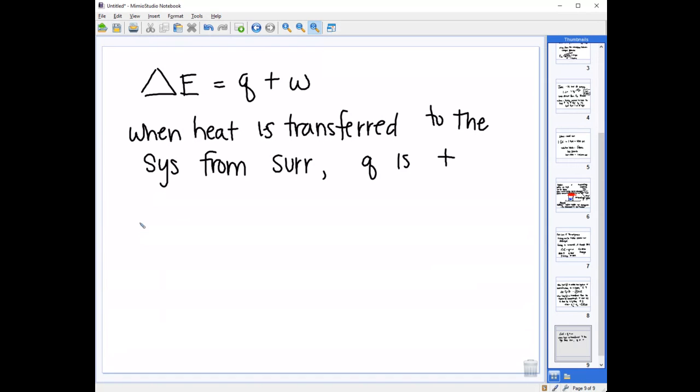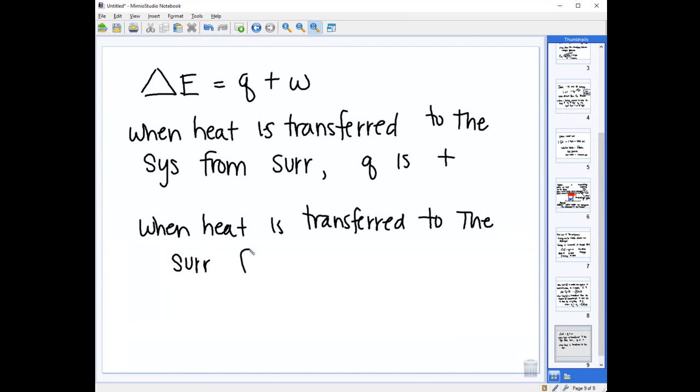When heat is transferred to the surroundings from the system, Q is negative. So it really doesn't matter if work is being done on the system or by the system at this point, because we can just look at heat. So when heat is transferred to the system from the surroundings, Q is positive. And when heat is transferred to the surroundings from the system, Q is negative.